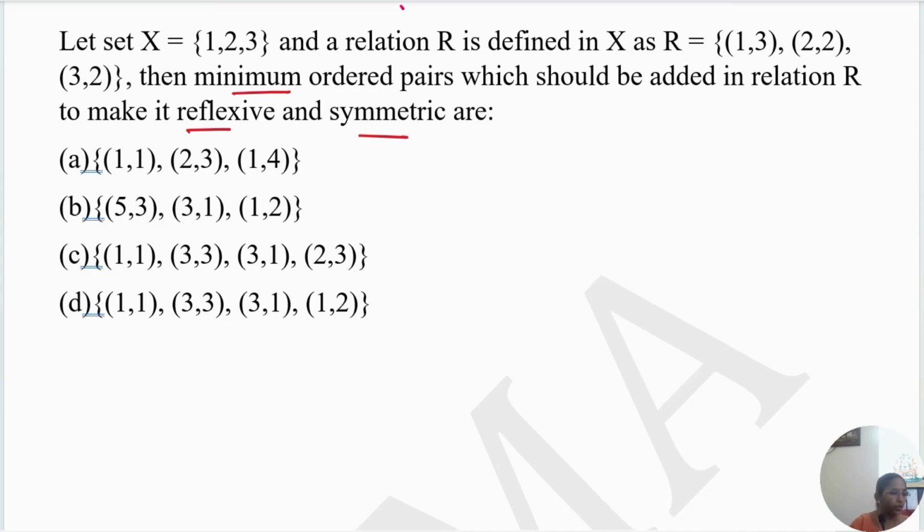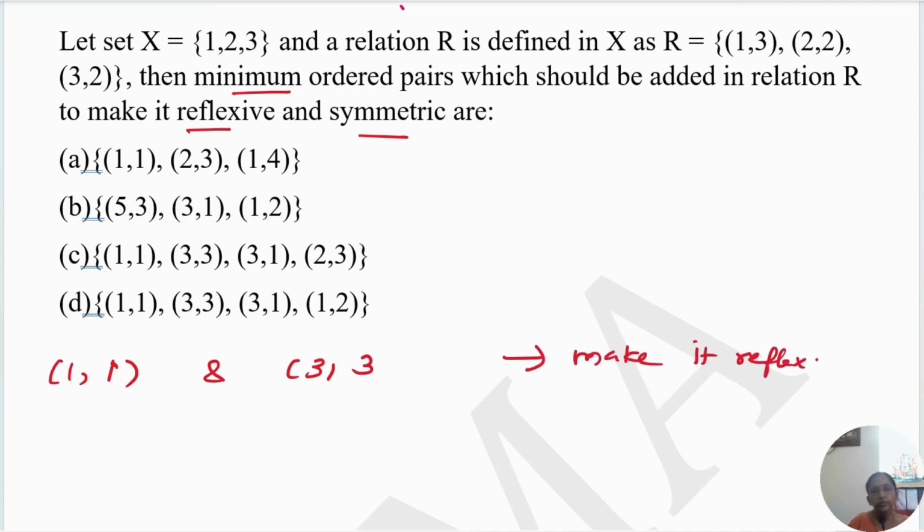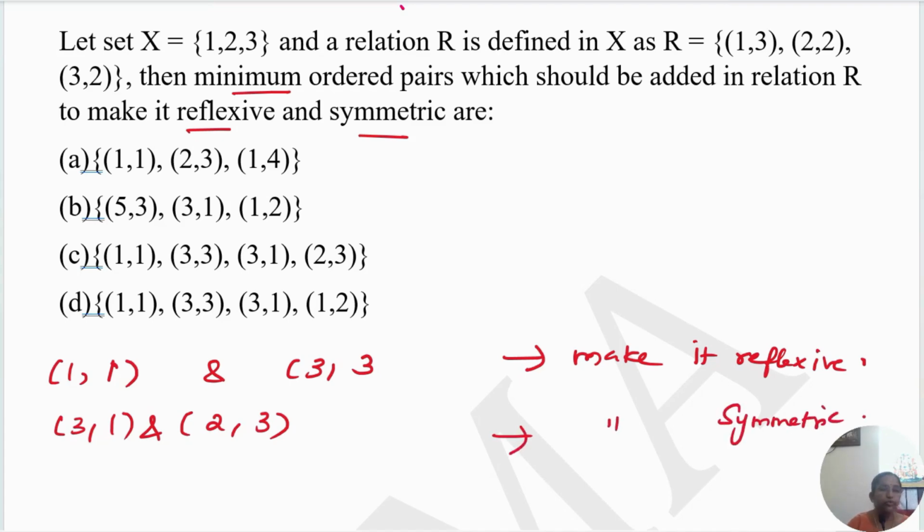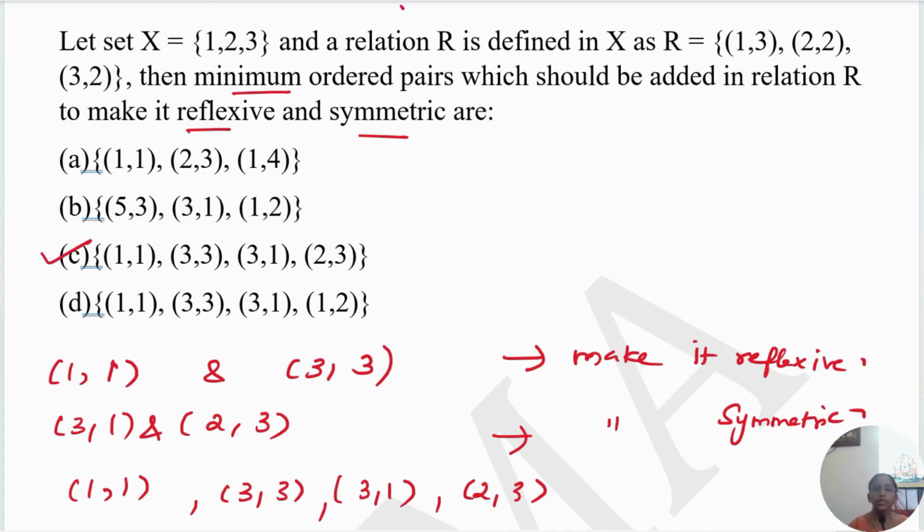To make it reflexive, 1, 1 and 3, 3 have to be added. And 3, 1 and 2, 3, these two are added to make it symmetric. So finally you can combine your answer: the added pairs should be 1, 1, 3, 3, 3, 1 and 2, 3. So look at your options. So C is our answer.